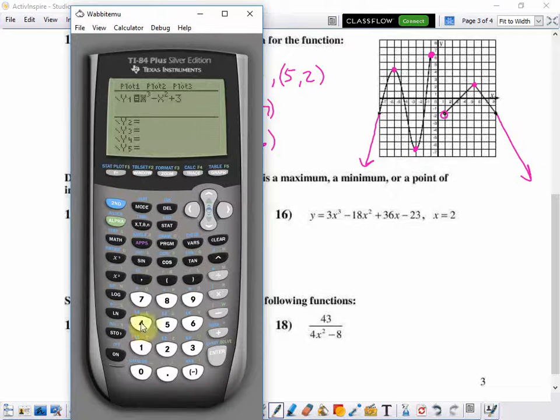And then we'll graph number 16. 3x cubed minus 18x squared plus 36x minus 23. Table set, and I'll set my table to start at this critical point, 2. Keep my change in table at 0.1, and check the table. Up 1 so I can see something on either side.